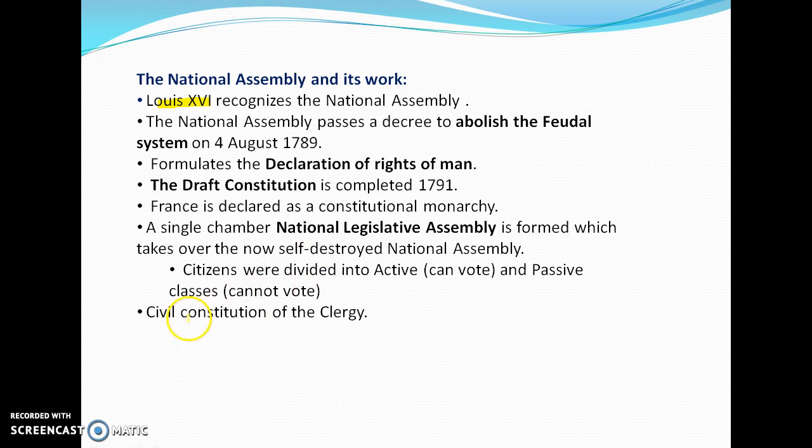Another work of the National Assembly was the civil constitution of the clergy. They were made the salaried class. So this was the work of the National Assembly. However, it was not functional for long, and it was taken over by another constitutional body. This National Assembly worked as an assembly which recognized France as a constitutional monarchy. So this is the first phase of the French Revolution.